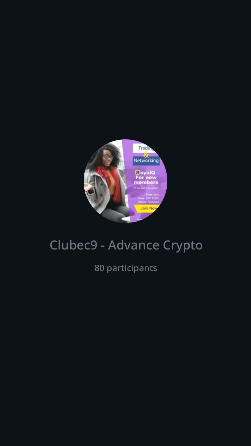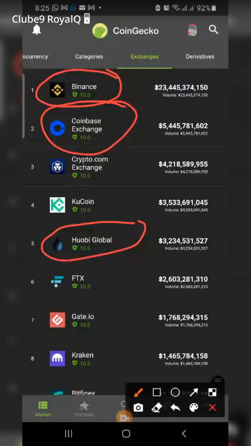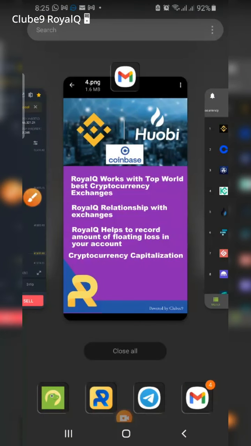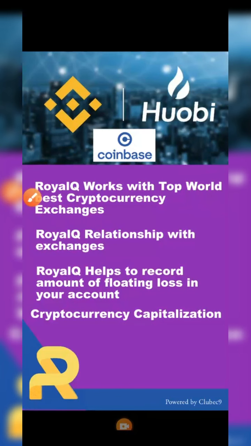Can you see that? You see that we are dealing with top exchanges, so you don't have any fear that you're going to lose your money. We're already dealing with the best exchanges in the world. Okay, so let's see how it goes. As I said here, ROYALQ works with the best exchanges.